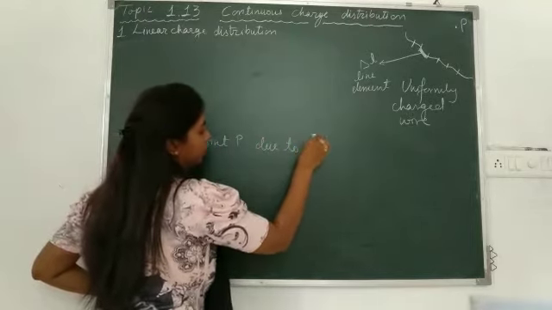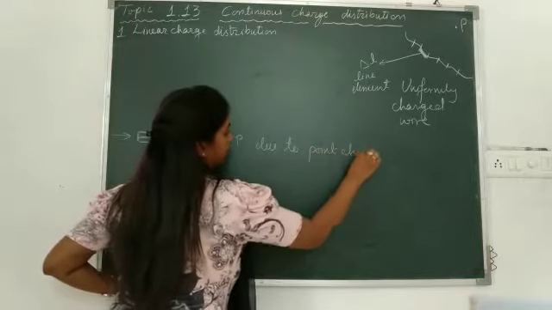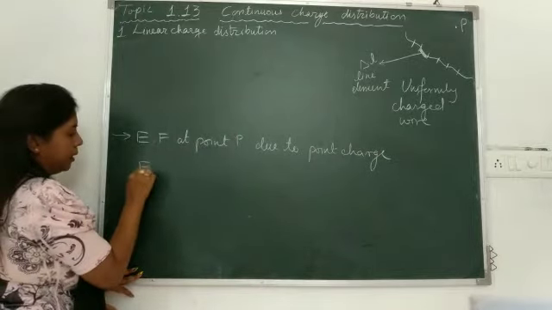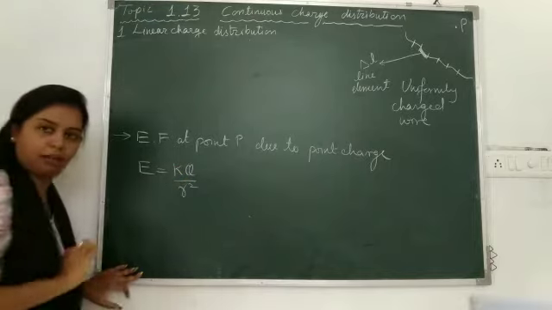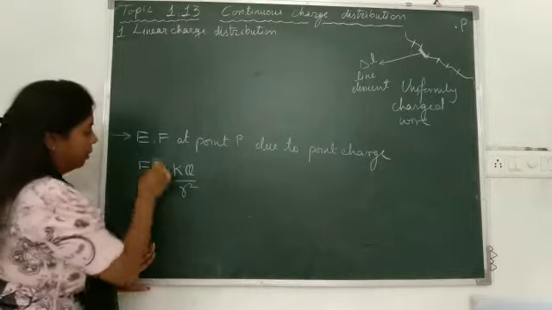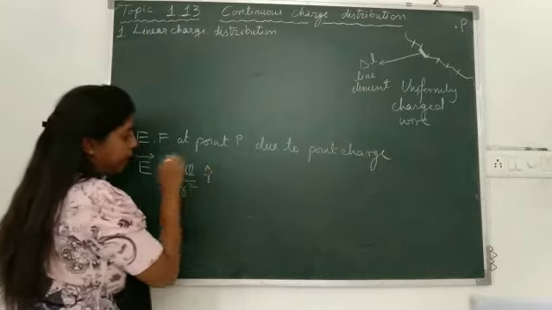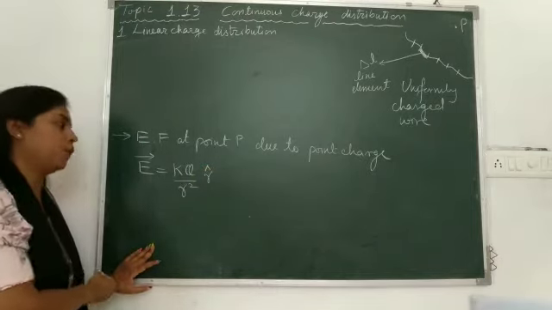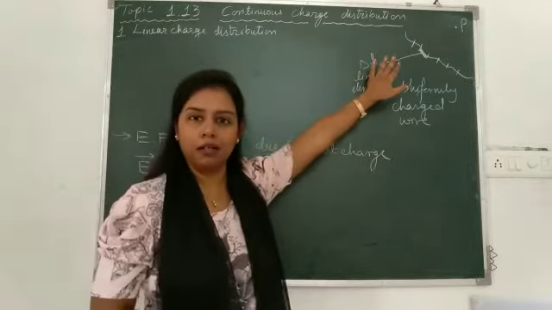Due to a point charge, we all know the formula, that is E equals KQ upon R square. This I have written in scalar form. If I want it in vector form, then I have to write a vector sign over here, and here I have to write a unit vector along the direction of the electric field. Okay. Now in this formula, I will be substituting values from the figure.